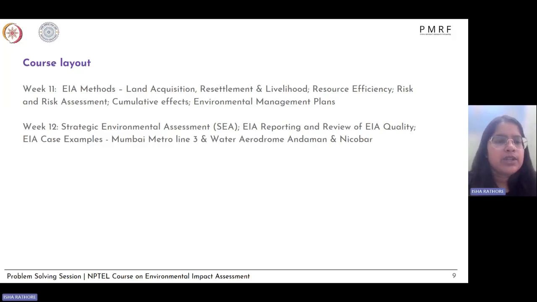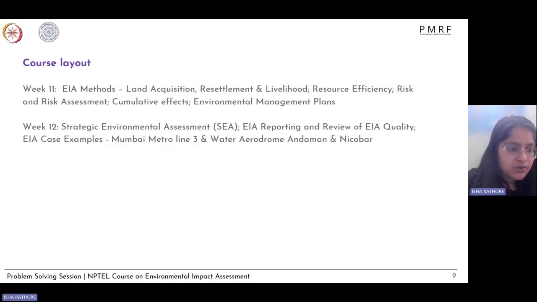And in week 12, we looked at strategic environmental assessment, SEA, the EIA reporting and review of EIA quality. So how EIA reporting is done and how it's being reviewed. And then lastly, we looked at EIA case examples. So we looked at 2 case examples, one, the Mumbai Metro Line 3 project, and the second was the water aerodrome project in the Andaman and Nicobar Islands.